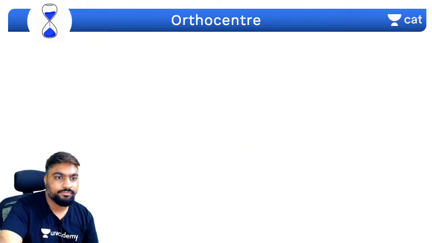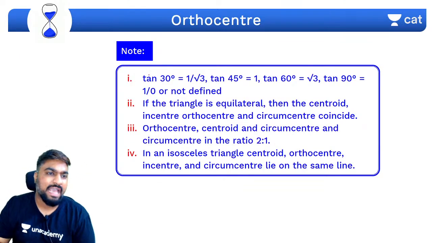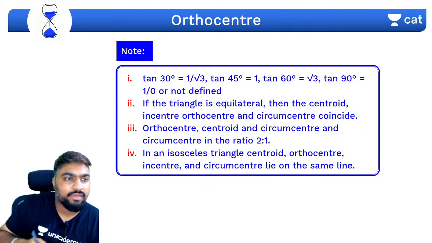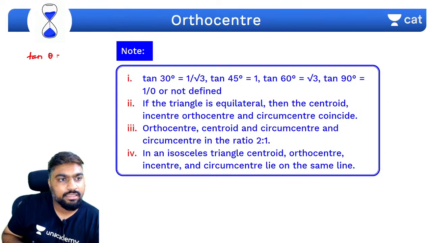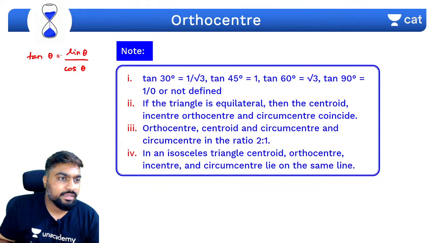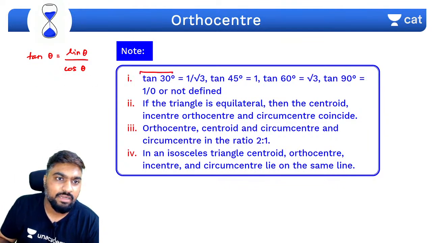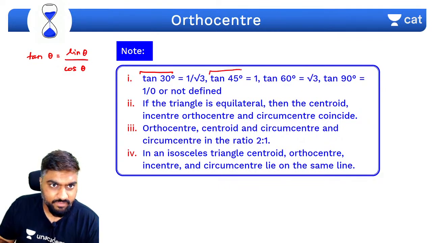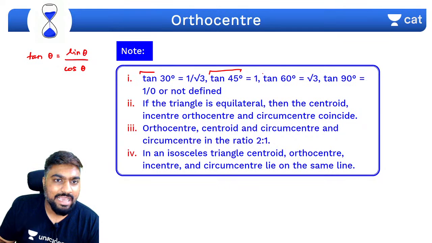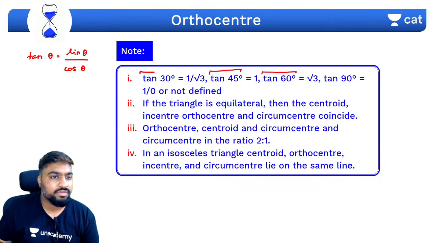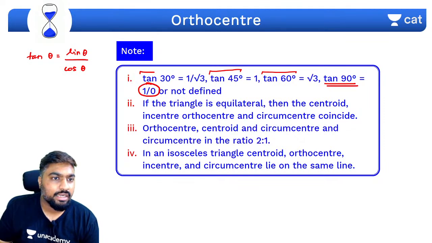Okay, let's move on. Now again, different values of tan. You can find tan if you know that tan theta is nothing but sin theta by cos theta, correct? So if you remember sin and cos values, you can find out tan, or if you remember sin and tan values, you can find out cos also. So tan 30 is 1 by root 3. Tan 45 is 1 by root 2 divided by 1 by root 2, which is 1. Tan 60 is root 3 by 2 divided by 1 by 2, which is root 3. And tan 90 is 1 by 0, which is not defined. Tan 90 is not defined. Understood?